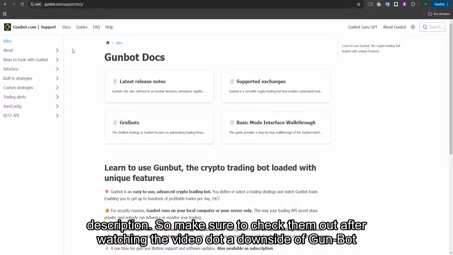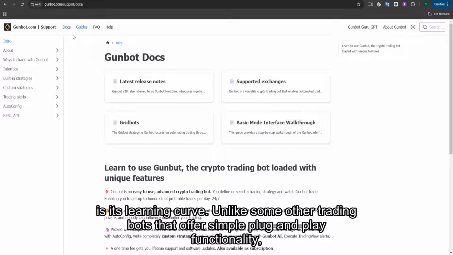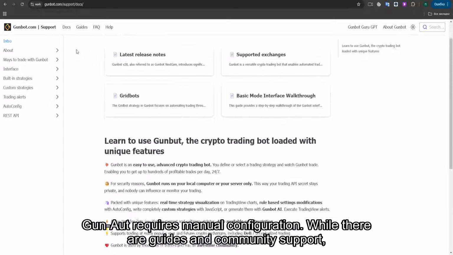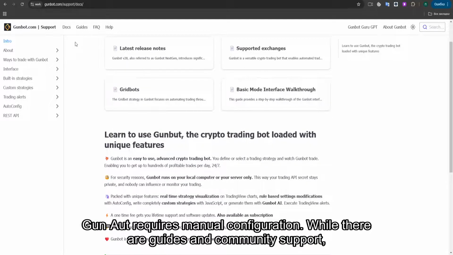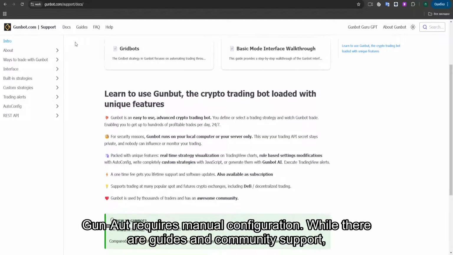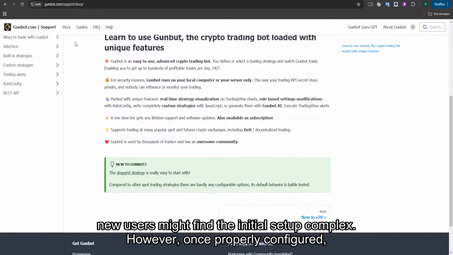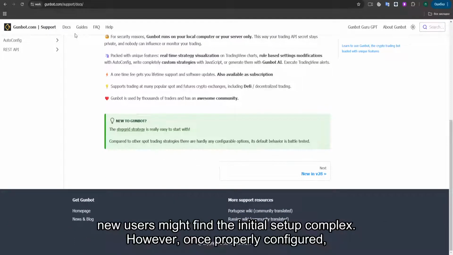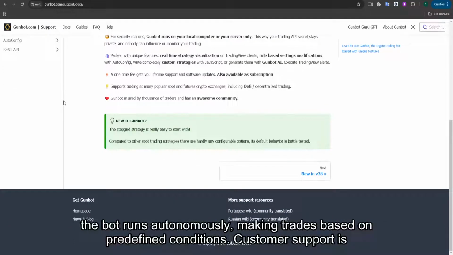A downside of Gunbot is its learning curve. Unlike some other trading bots that offer simple plug-and-play functionality, Gunbot requires manual configuration. While there are guides and community support, new users might find the initial setup complex. However, once properly configured, the bot runs autonomously, making trades based on predefined conditions.